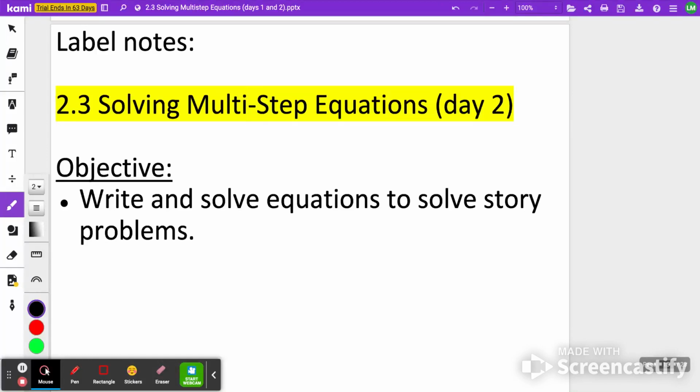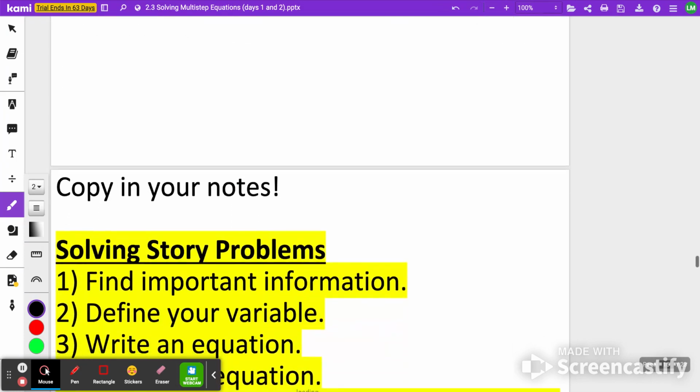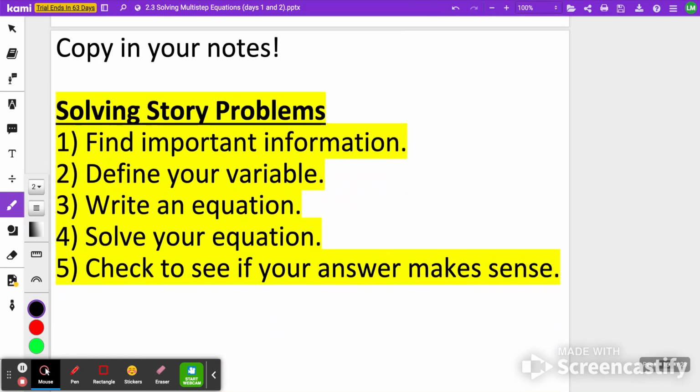We are finishing up lesson 2.3 today, how to solve multi-step equations, but now what happens when we see those in story problems. The first thing we want to understand is figuring out how to solve story problems. We want to make sure, are we finding that important information? Can we define our variable? Once you define your variable and find that important information, then you can write your equation, solve it like we learned yesterday, and then check to see if your answer makes sense.